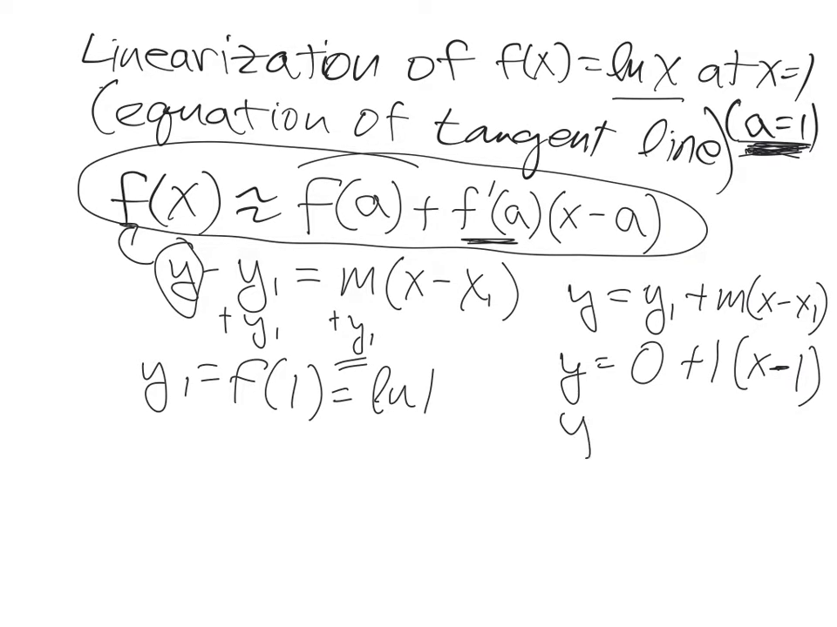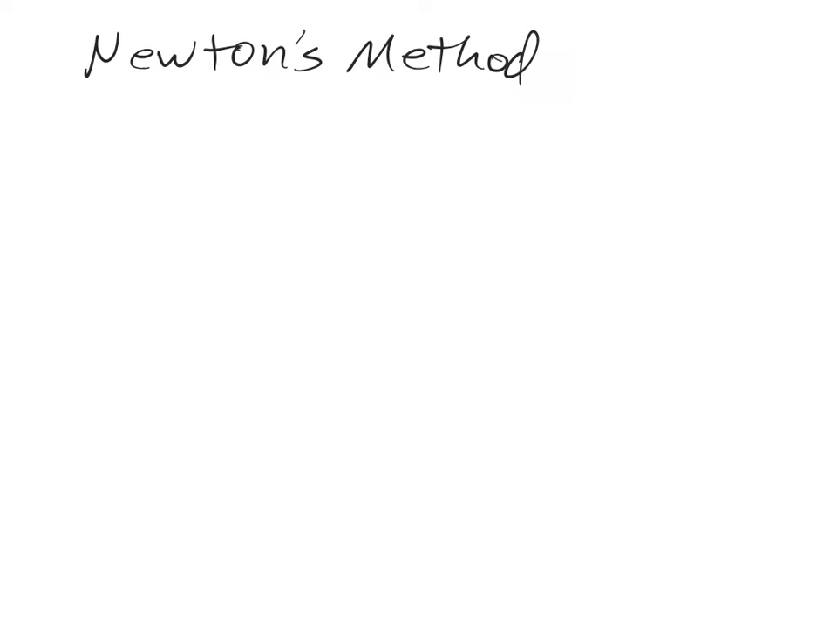So the linearization of the natural log of x is y equals x minus 1. Okay. Which happens again to be the equation of the tangent line to this curve at x equals 1. So a lot of different ways to say the same thing. Some things sound a little worse than they actually are, and that's definitely one of those occasions.